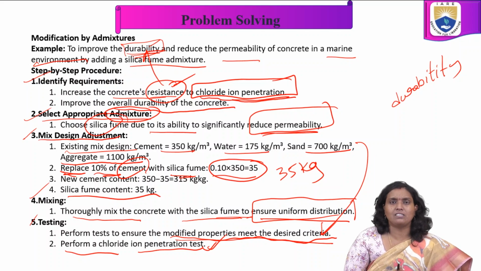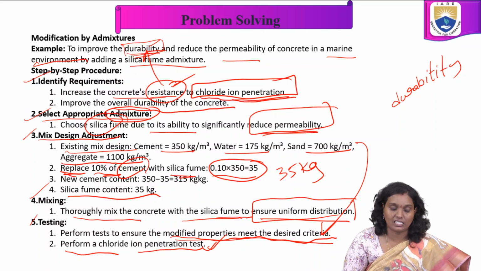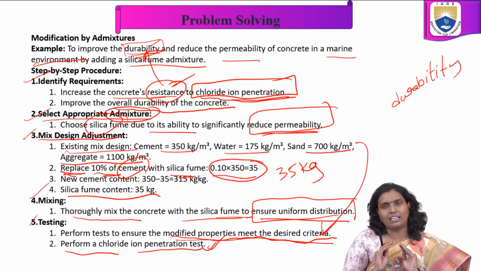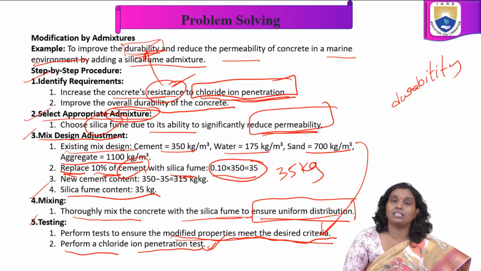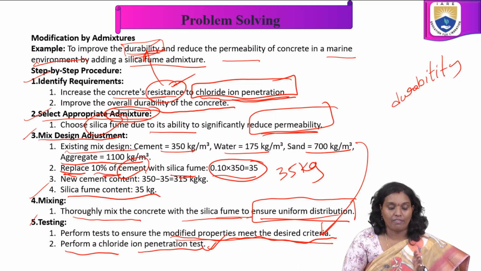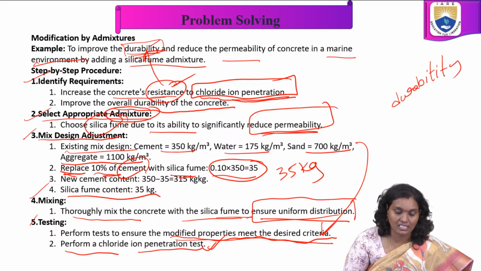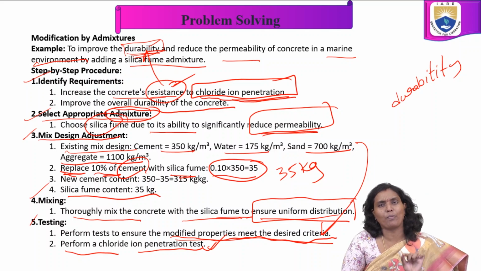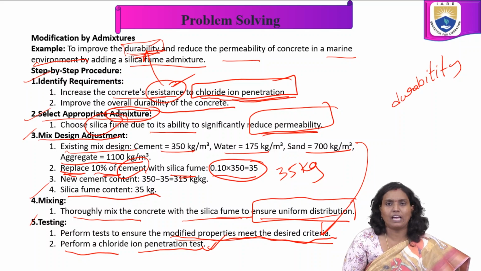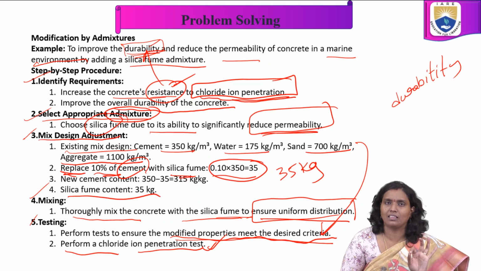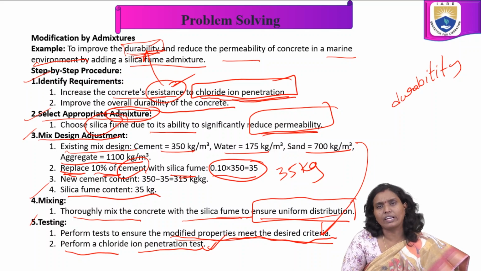So these are the tests we are going to perform to understand whether it reaches the desired properties or not, or whether any further adjustment is required for this mix design. For all these, we perform these tests to ensure the modified properties meet the desired criteria or not, and we also perform the chloride ion penetration test for increasing the concrete resistance.